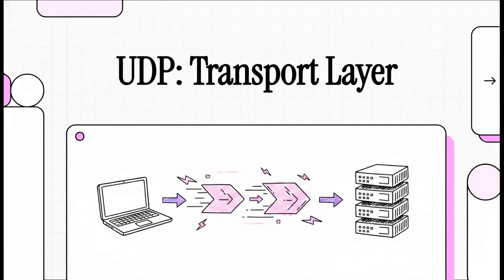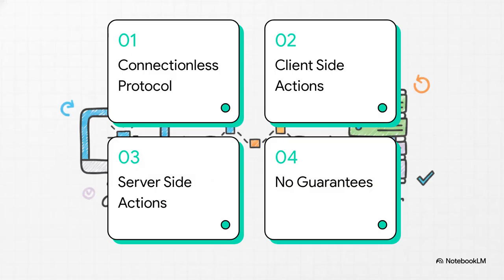So today we're going to map out exactly what happens under the hood on both the client and the server sides of a UDP transaction. And we'll be using some incredibly clear visual breakdowns directly from our source materials to guide us. Okay, let's dive right into this. Here is our roadmap for today. First, we'll look at the connectionless protocol. Then, we'll break down the client-side actions, followed by the server-side actions. And finally, we'll wrap up with the catch, which is all about having no guarantees.